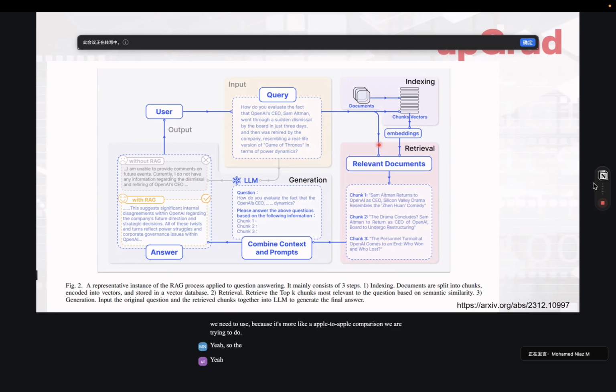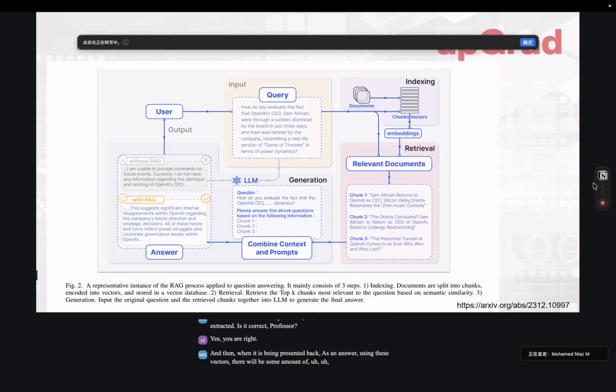So the user query may have around 400 words, which may get converted into 500 tokens, and that might logically have around 25 to 30 chunks. Those chunks will be presented, and the matched elements will be extracted. Is it correct, Professor? Yes, you are right. And then when it is being presented back as an answer using these vectors, there will be some amount of massaging or smoothing applied over that.